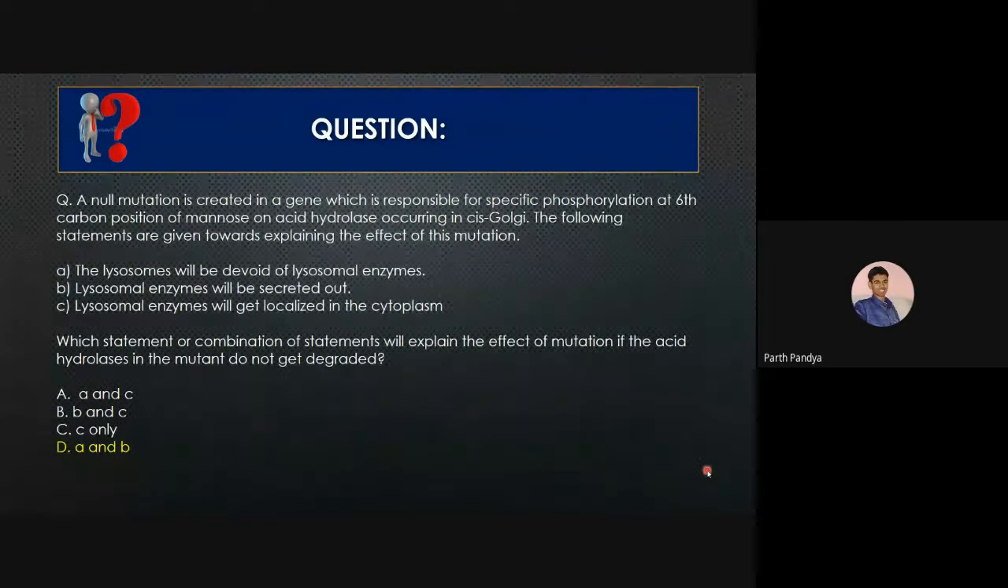जनरली क्या होता है अगर मैनोज रेसिड्यू में कुछ ऐसी पोजीशन पे फॉस्फोराइलेशन, if the mutation is happening, okay, naturally lysosome won't be having that particular enzyme, and if at all it passes into the lysosome, it will not identify its own enzyme and it will be secreted out. Okay, so secreted out होके localize aggregate होगा cytoplasm में, but it will not localize previously in the cytoplasm. पहले वो lysosome में तो जाएगा ही जाएगा, and after that it will secrete out.